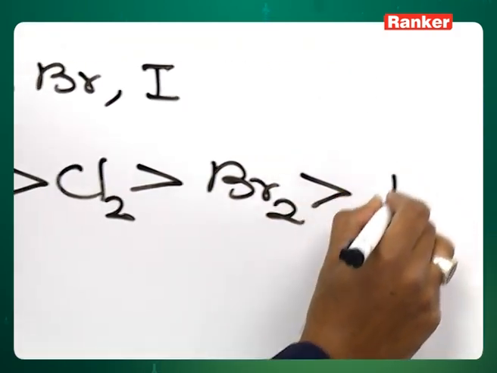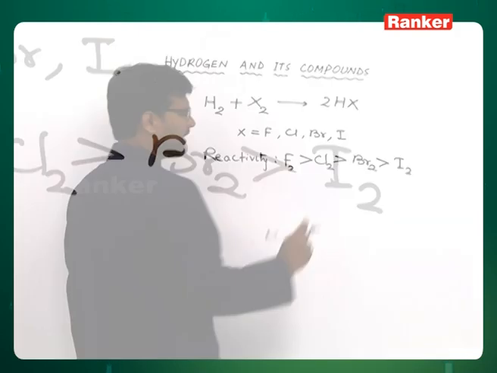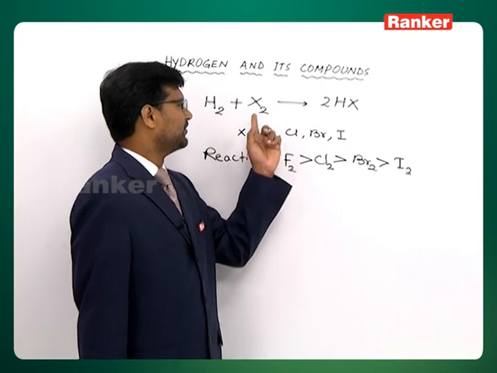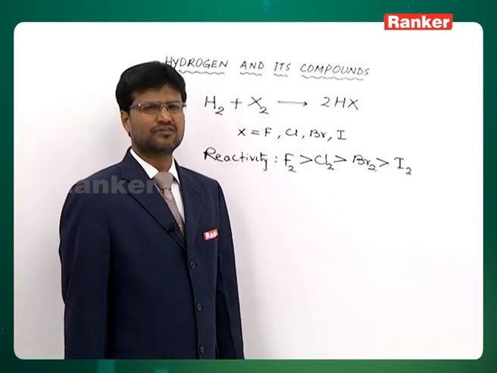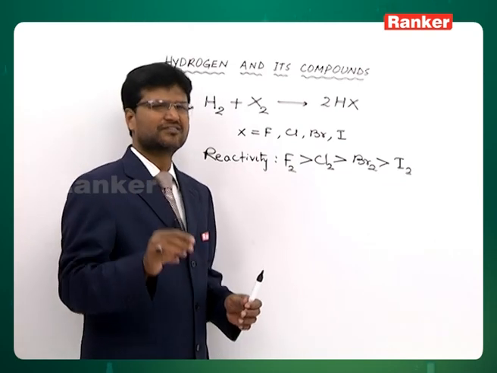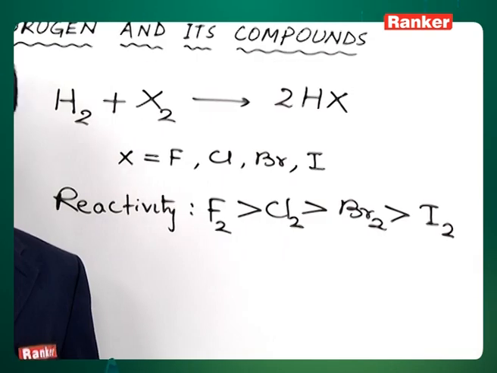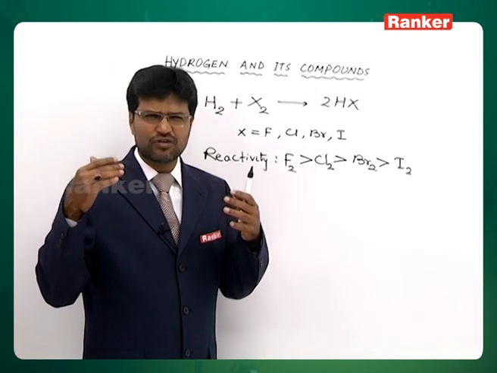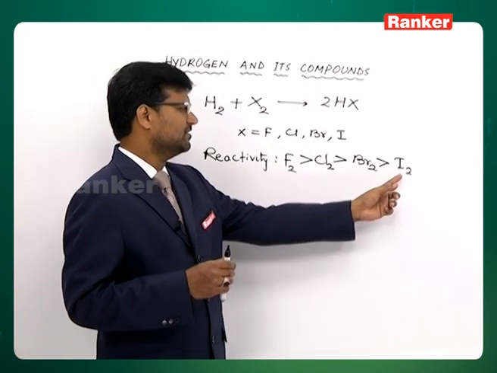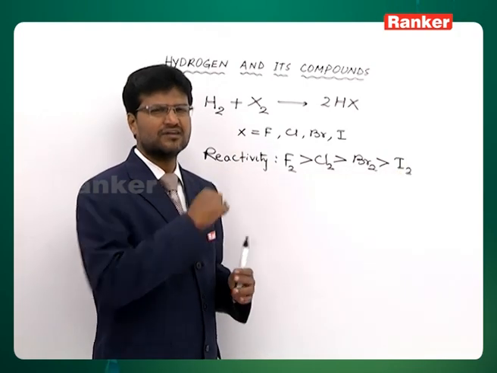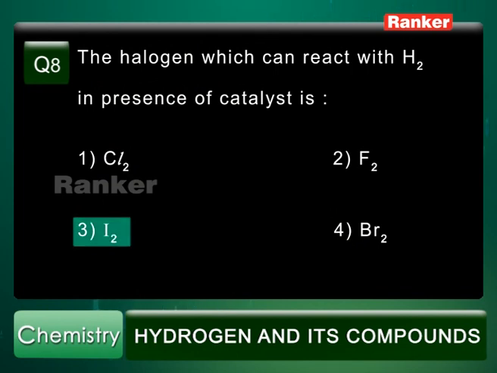So the least reactive among them is iodine. Iodine is so less reactive that it reacts with hydrogen in presence of catalyst, whereas F2 reacts in the absence of catalyst. It reacts violently, explosively, even in dark, even in the low temperature condition. So the least reactive is iodine, and this is the substance which requires catalyst to react with H2. So the correct answer is third option, that is iodine.